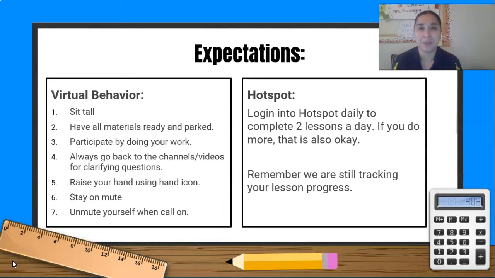Let's review our daily expectations. You're expected to sit total times, to have all the materials ready, that you participate by doing your work, that you always go back to the channels for any clarifying questions, that you always use your hand icon when you have a question, so make sure you raise up your hand. Remember, there's a lot of students, so we need to make sure we know who is talking, so use that. You stay on mute. And the last one, only unmute yourself when you're called. Keep on logging into Hotspot because we want to meet all our goals. And today we track in our agenda. So make sure you're on track, boys and girls.